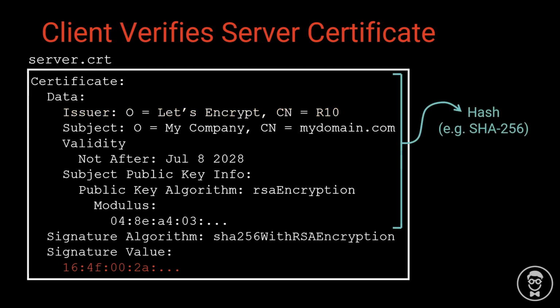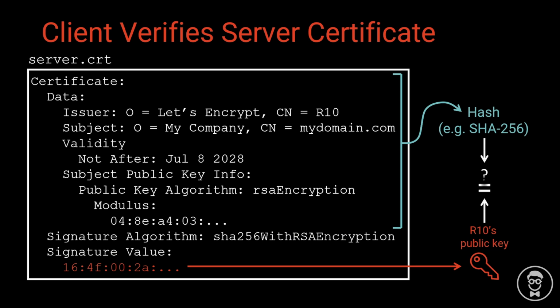The actual procedure involves first hashing the contents of the certificate, excluding the signature field, using the same algorithm, like SHA-256. The signature value on the certificate is then decrypted using the issuer's public key. If the decrypted value matches the computed hash, the certificate is valid. So how does the client get the CA's public key?